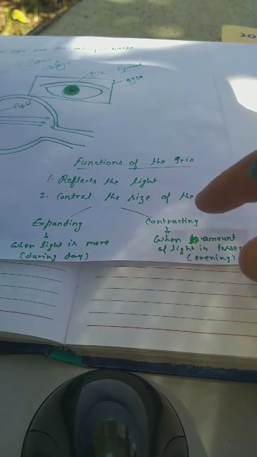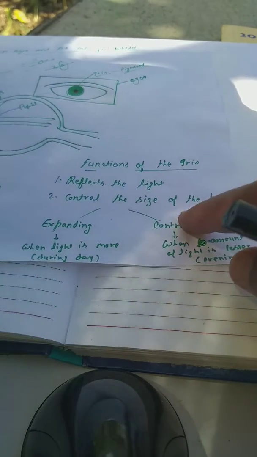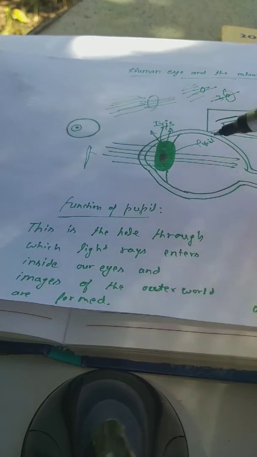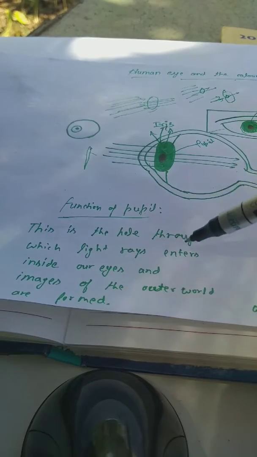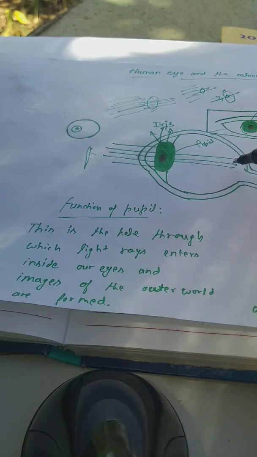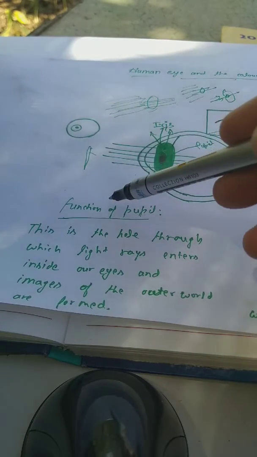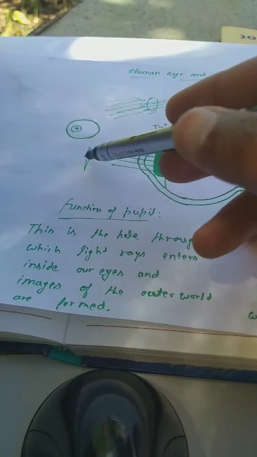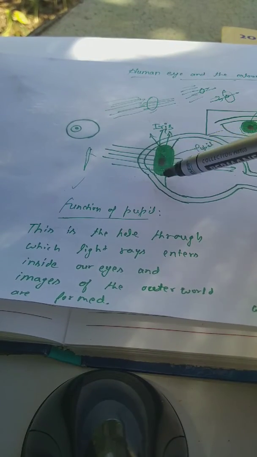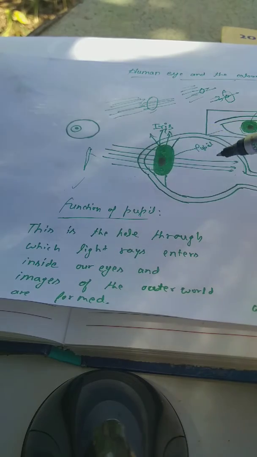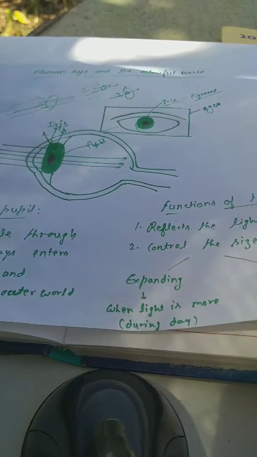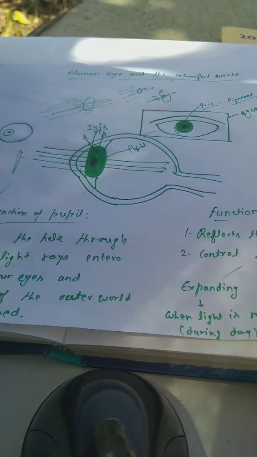You can write it, or you can make the figure also. Okay, now what is the function of the pupil? This is the hole through which light rays enter inside our eyes, and images of the outer world are made. Like a pen is here, so the image of this pen will be made here, because the light rays through this hole are entering inside. So this is how we will write the function of the pupil and the function of the iris. Okay, stay tuned. Bye bye.